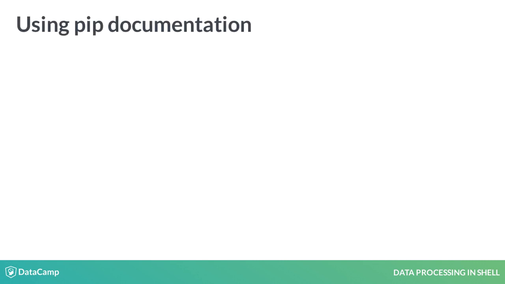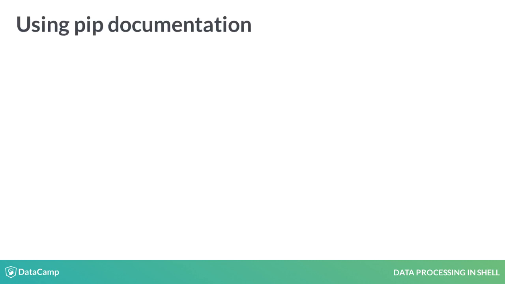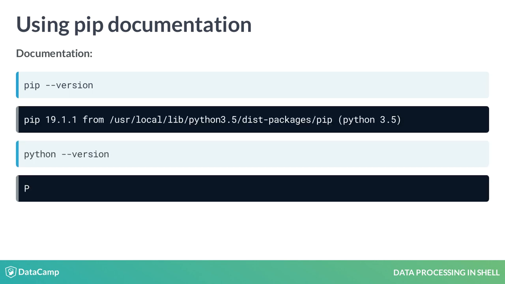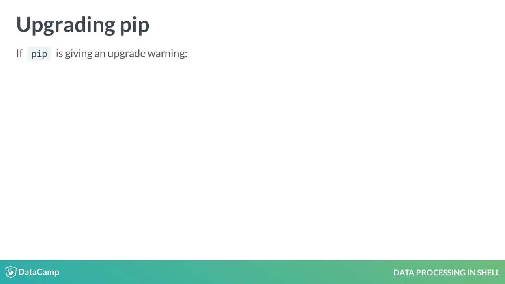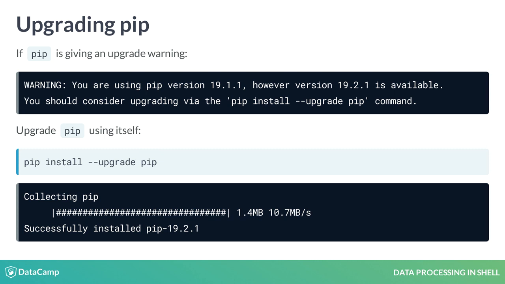First things first, read the documentation through pip -h. Pip has a variety of commands and option flags designed to manage Python packages. Secondly, note that you can print the pip version the same way you print the Python version. It's important that the pip version is compatible with the Python version. Here we see that pip 19.1.1 is compatible with Python 3.5. If pip is giving you an upgrade warning, you can upgrade pip using itself via pip install --upgrade pip.